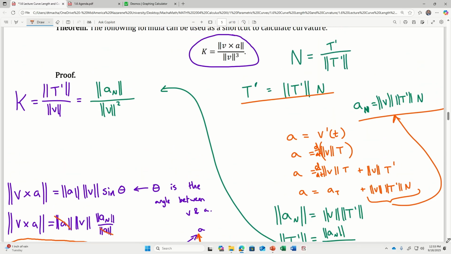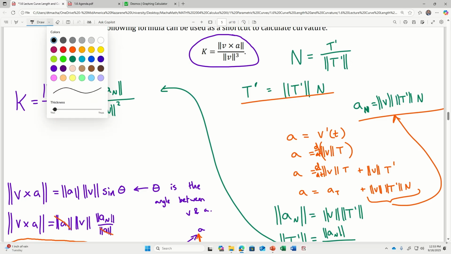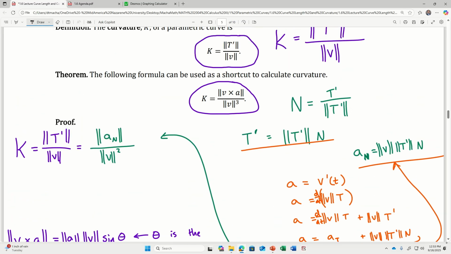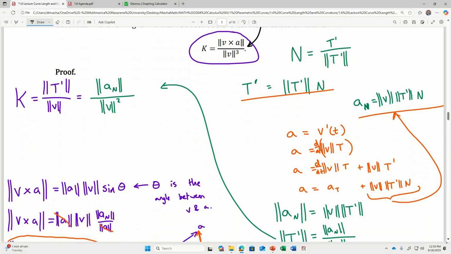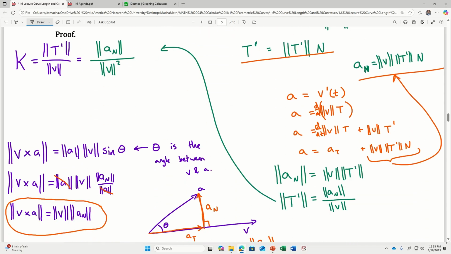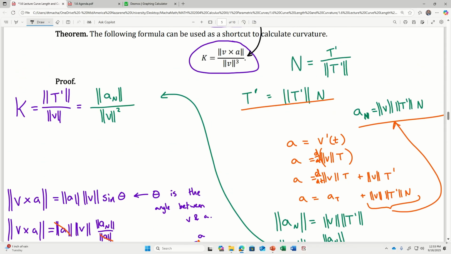Because what we're trying to prove is that these two formulas are exactly the same thing. So we started with the definition of curvature, and this is what we have in green. And now we want to replace the lowercase a n with a cross product of velocity and A.